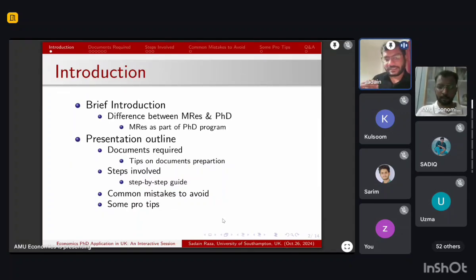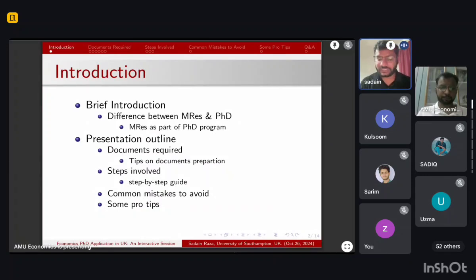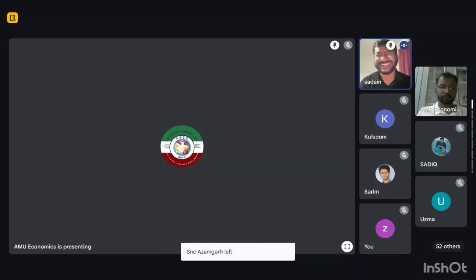After discussing documents, I will talk about the steps involved. When your documents are ready and you are good to make an application, what are the steps involved in that? And then I'll talk about some common mistakes and some pro tips that I've got from renowned professors from top universities. Go to the next point.